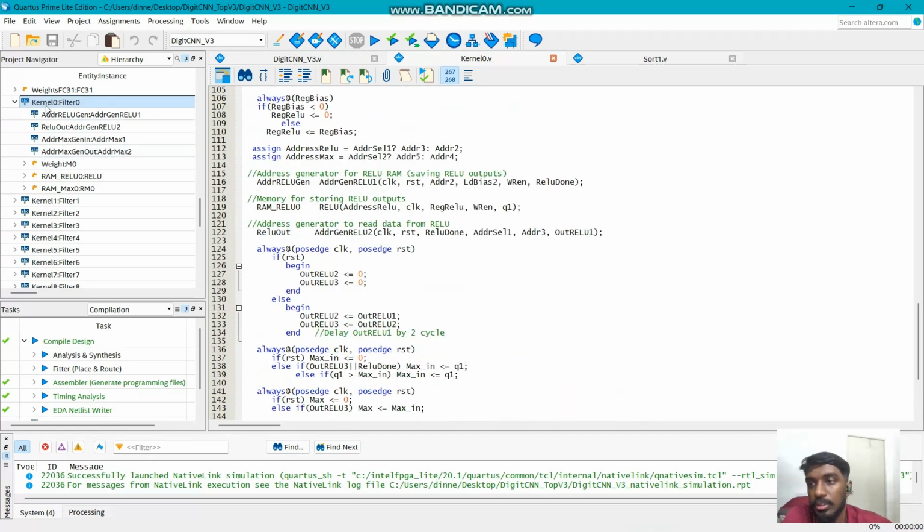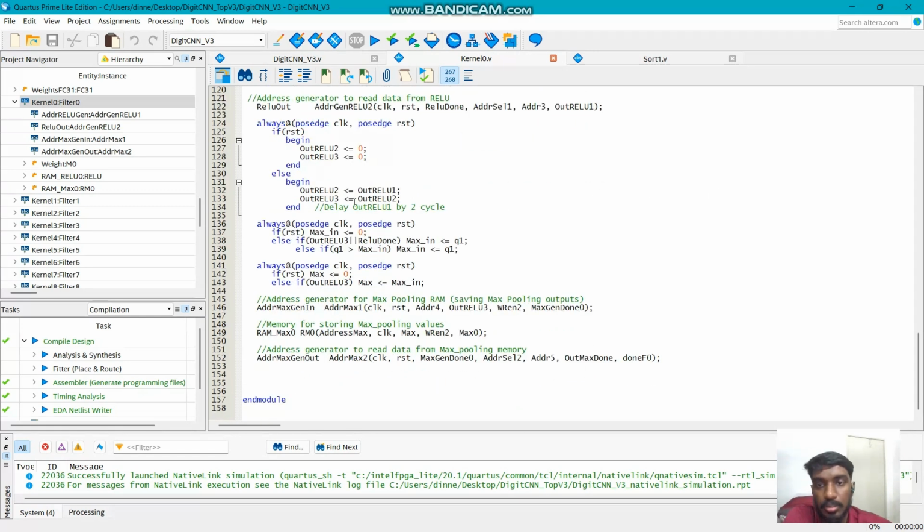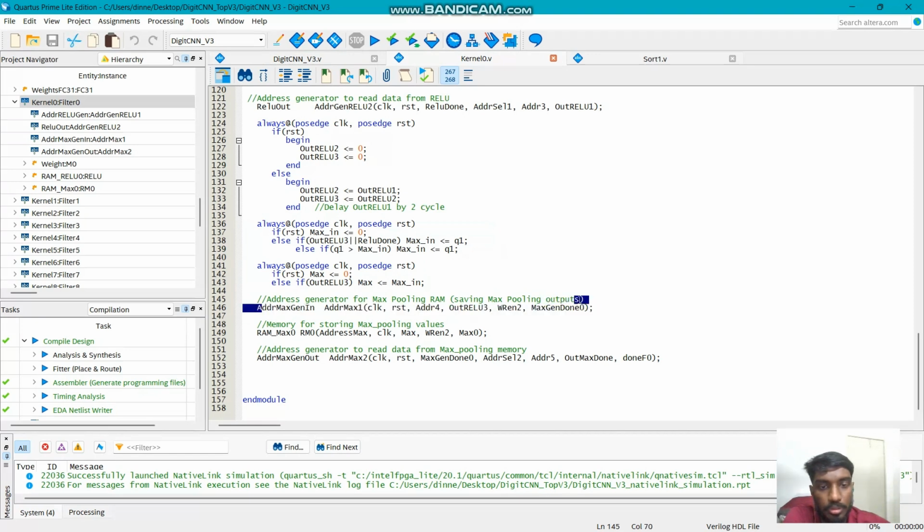So this is the address generator for saving in the ReLU RAM, and this is the address generator for reading from the ReLU RAM. After the output from the ReLU RAM, there will be max pooling. The max pooling will be stored in the RAM max 0, and this is the address generator for storing in the max pooling, and this is the address generator to read the data from the max pooling.